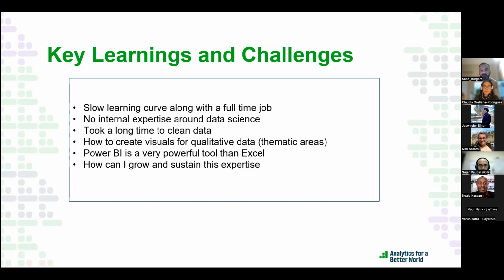Also, I feel that it took me a very long time to clean the data set that I had. I think that was a key learning curve for me, on what sort of data sets are actually useful for Power BI.